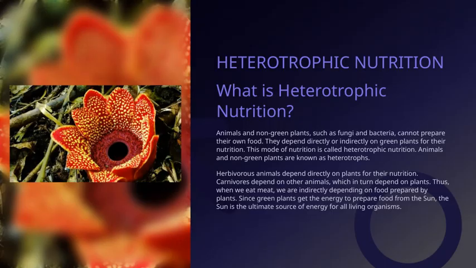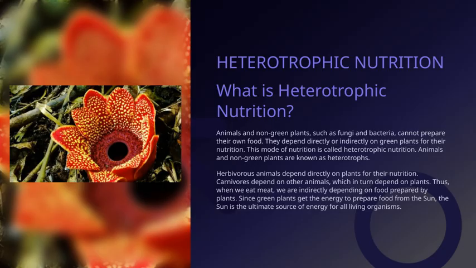Let's talk about heterotrophic nutrition. So, what exactly is it? Well, animals and non-green plants like fungi and bacteria can't make their own food. Instead, they rely either directly or indirectly on green plants for their nutrition. This mode of getting food is called heterotrophic nutrition, and organisms that do this are known as heterotrophs. Now, if we look at herbivorous animals, they depend directly on plants for their energy.